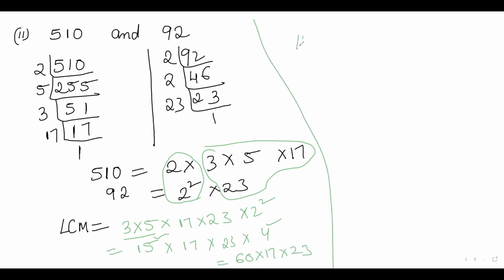Now in case of HCF, you can't take any of these uncommon factors. These are not taken. You have to select from the common factors only, and that too the smaller one. That is 2, so HCF is 2. So LCM is 60 into 17 into 23, HCF is 2.